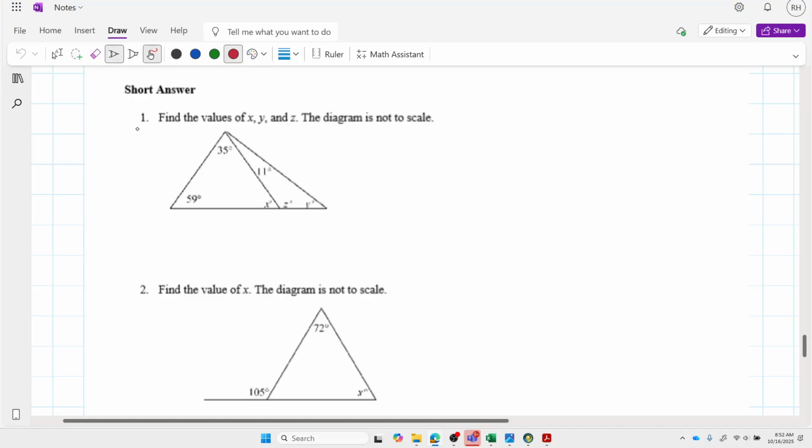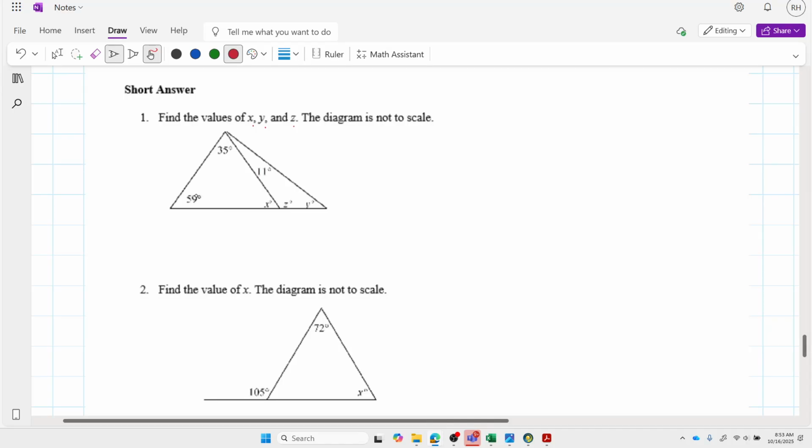All right, problem number 1. Find the values of x, y, and z. The diagram is not to scale. When you are asked to find multiple angles in a diagram, the order in which you find them doesn't matter. So find the easiest angle first. Usually when you find the easiest angle first, it gives you clues to find the other angle measures.